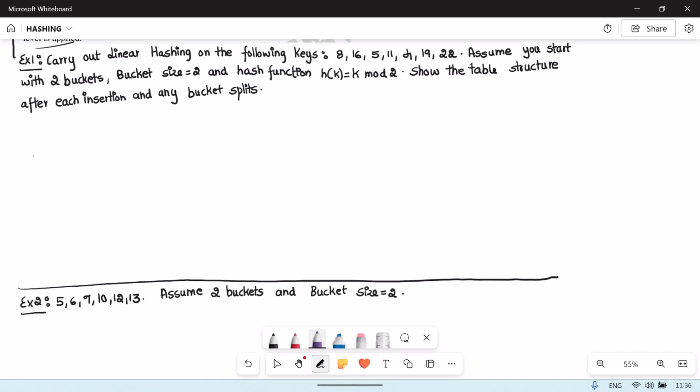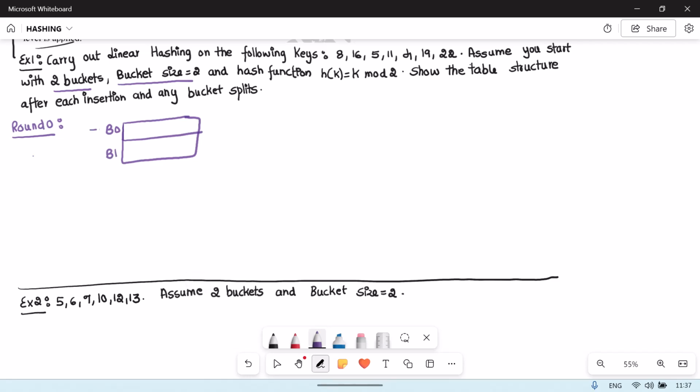Okay. So we'll carry out the linear hashing on the keys. Initially we will consider this as the initial round, so I'll call this round 0. Bucket size is 2 and there are two buckets. So I'll write the two buckets. I'll name the first bucket B0 and the second B1. You can give any name.